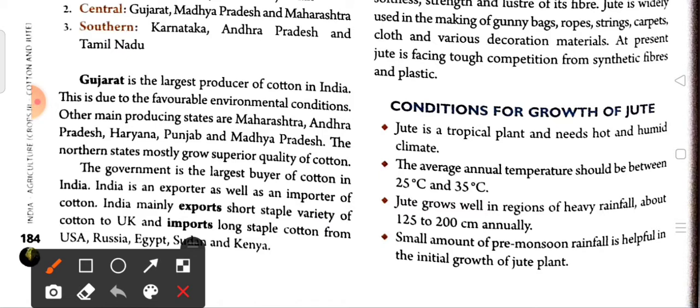So first, here we see that jute is a tropical plant. As we know that cotton is also grown in the tropical and subtropical regions, here we also see that jute is a tropical plant. That means it also needs the climate of the tropical and subtropical region, that is hot and humid.